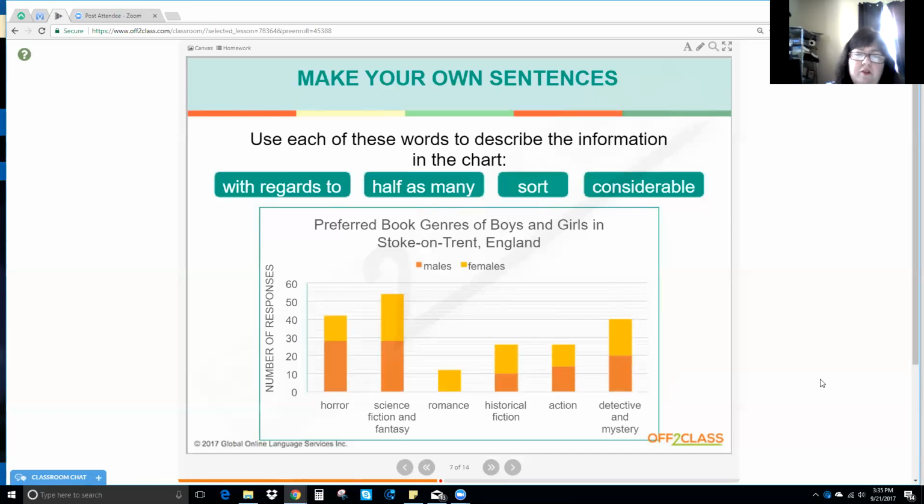Sort. Let's see, I'm not sure how we would use sort here. If we were to sort this by the number of females preferring a specific category, we would have science fiction and fantasy first, followed by horror, then detective and mystery, and then equally for action and historical fiction, and lastly, romance. Okay.